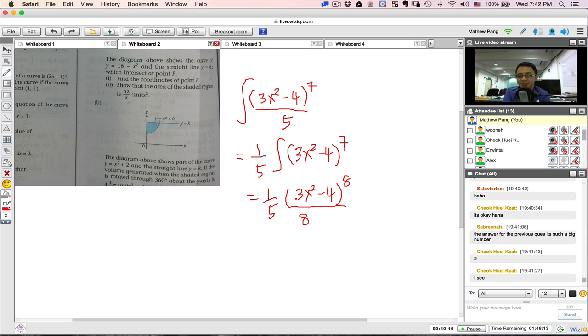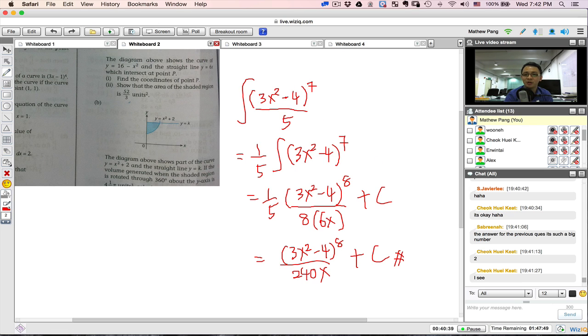Then I differentiate inside one more time. I put it at the bottom. I differentiate this one, obviously I will get 6x, isn't it? Plus c. Then of course 5 and 8 you have to multiply, and you can multiply 6 also. So the bottom will be 240x. And this one still remains (3x squared minus 4) to the power of 8 plus c. Right, this is how we integrate this one.